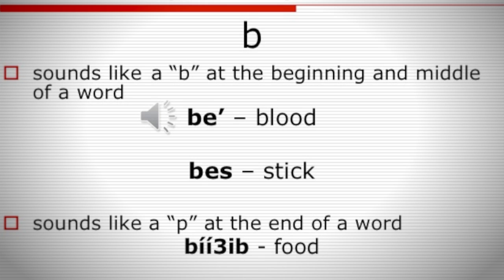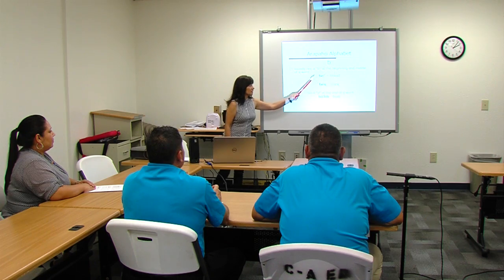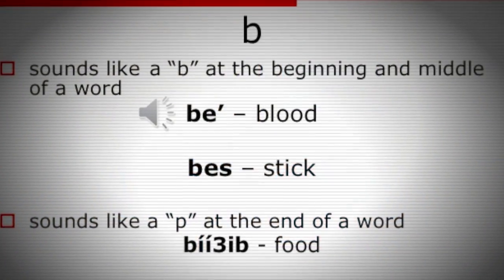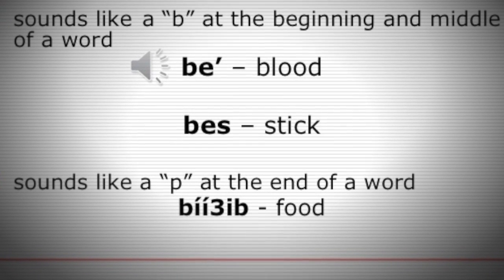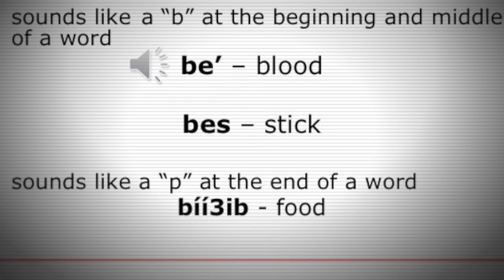Okay, B. It sounds like a B at the beginning and the middle of a word. Okay, let's listen. Bat. Okay, let's repeat that. Bat. Say it. Bat. Okay. Sounds just like a B at the beginning of the word, and that means blood. We also have another word, best, stick.